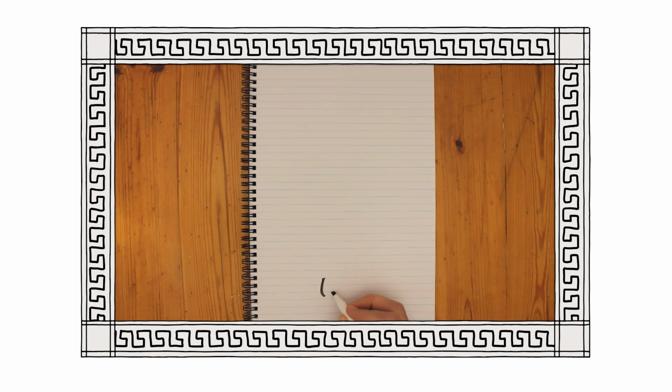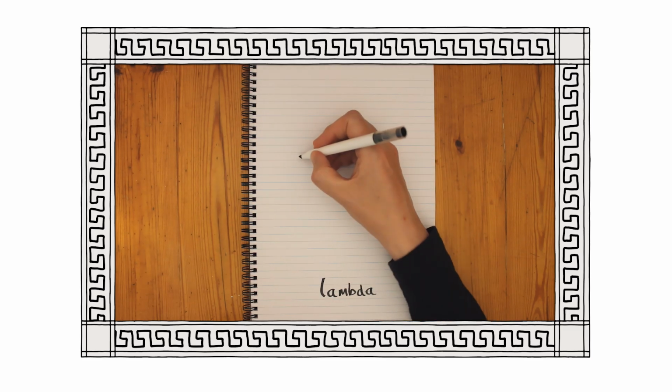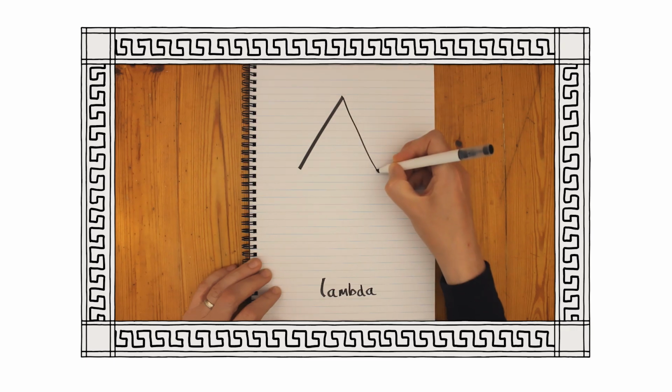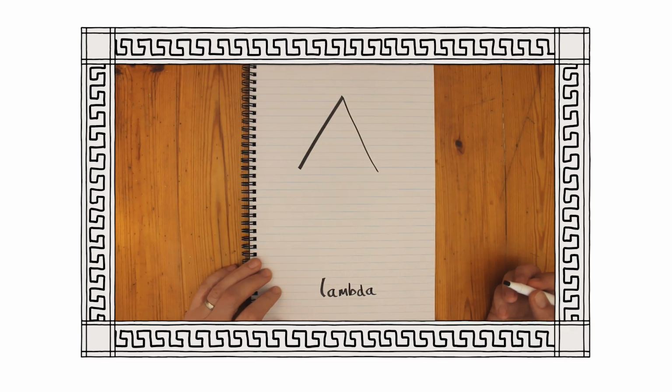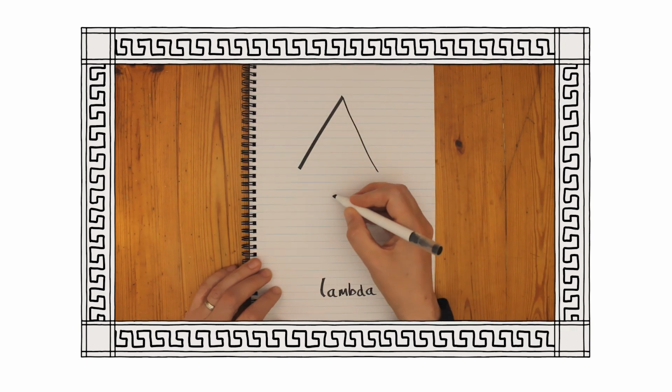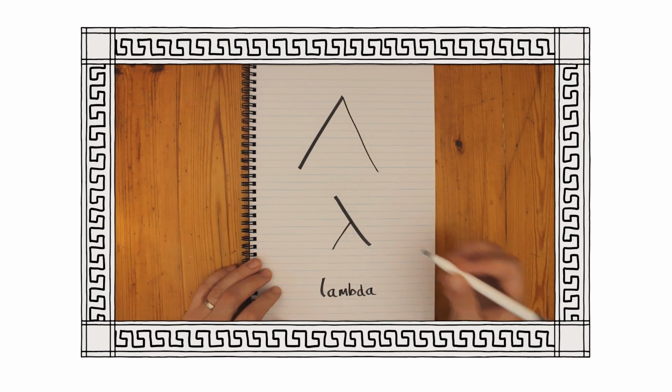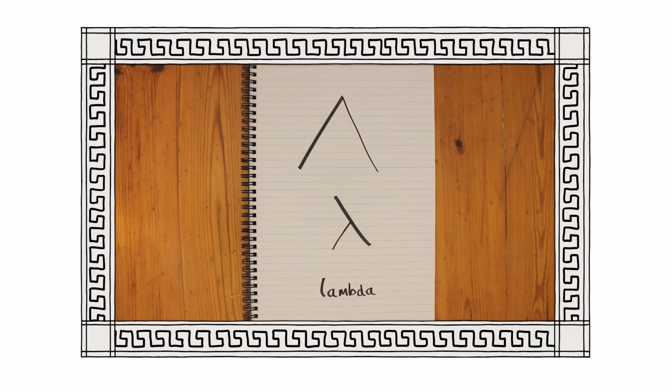The lowercase is the same, but smaller. Lambda, for the L sound. For the uppercase, start bottom left, create a diagonal line up towards top middle, then a diagonal down towards bottom right. Lovely. For the lowercase, start top left, draw a diagonal line towards bottom right, lift, return to the middle, and draw a diagonal line from the middle towards bottom left.